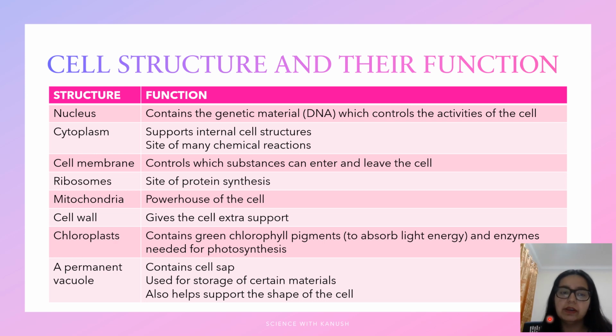Then we have a permanent vacuole. The vacuole contains cell sap. Cell sap is basically water mixed with solutes like sugar and other things. So then we have that the vacuole is used for storage of certain materials, as I told, like sugars and all, they are stored in the vacuole, and it also helps support the shape of the cell.